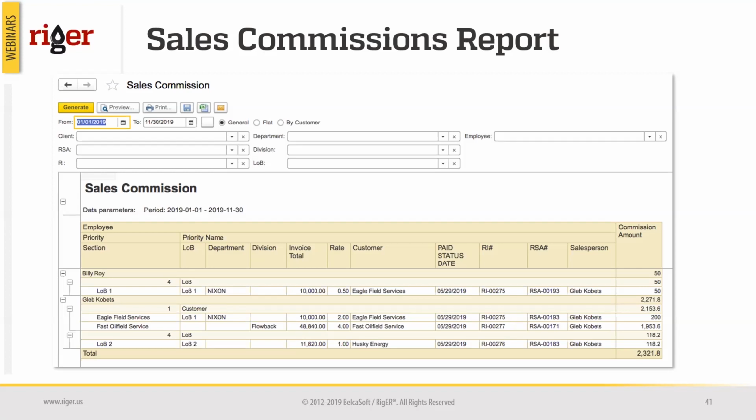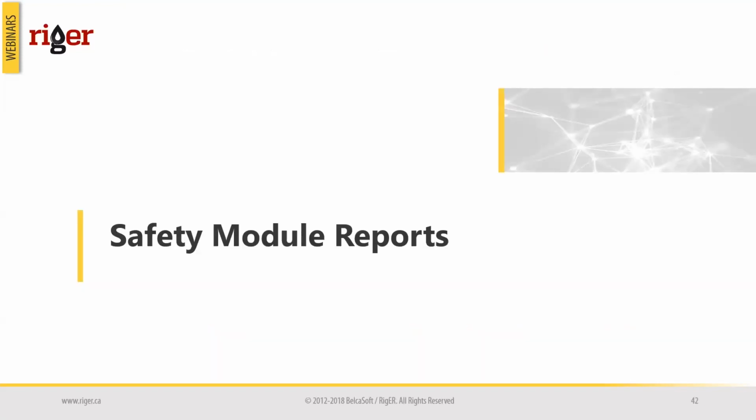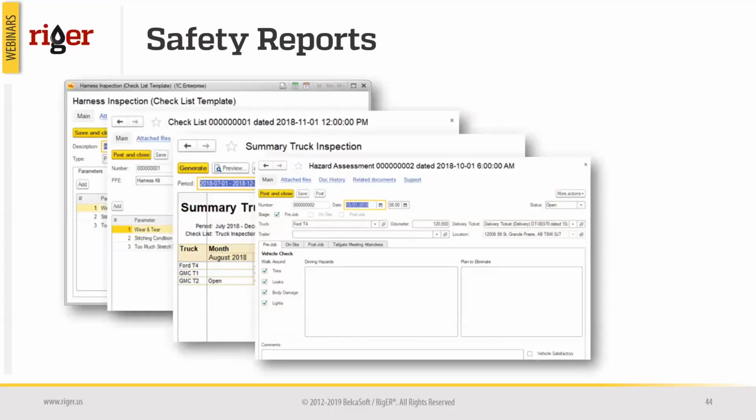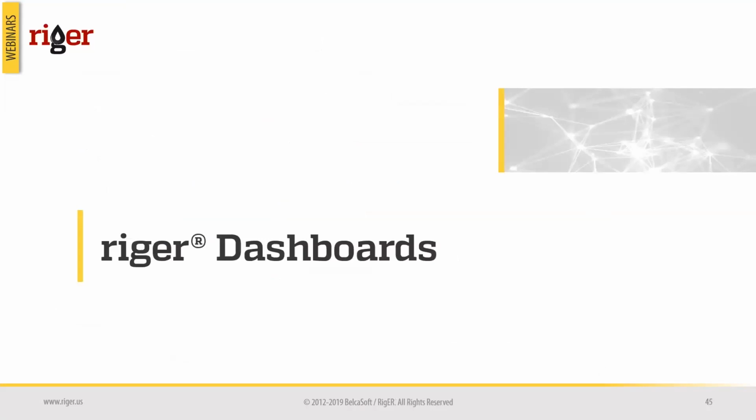So let's move forward, and the next module in RigER is the safety module, and it has some reports there too. These reports are mostly client specific, so it depends on your system configuration and settings, and there are a few reports that you can use. All these reports take information and data from different types of documents in RigER, such as hazard assessments, summary truck inspection checklists, and so on, and aggregate that data and represent it for you for deeper analysis in the system. As I mentioned before, it's client specific and depends on your settings in the system. So let's move to the next topic of our webinar.